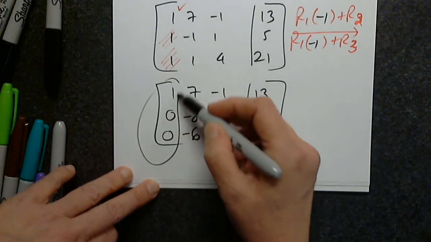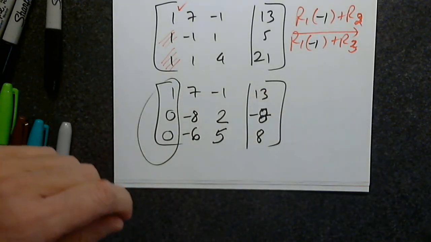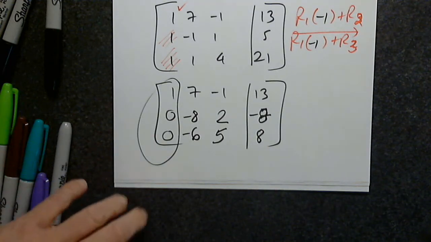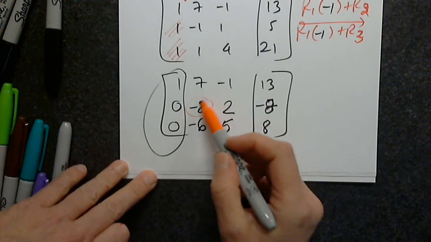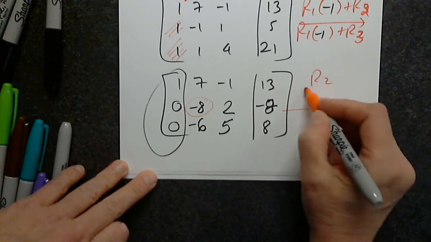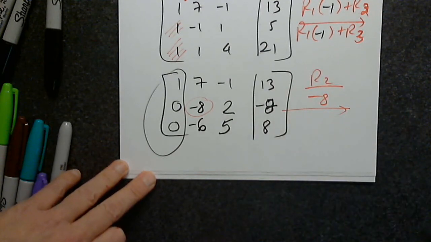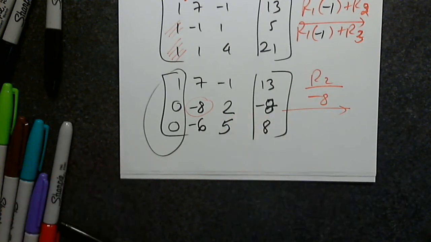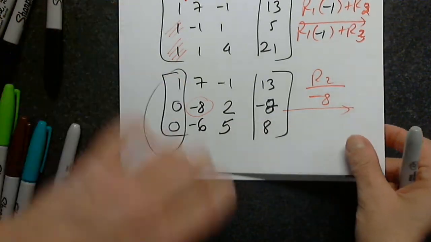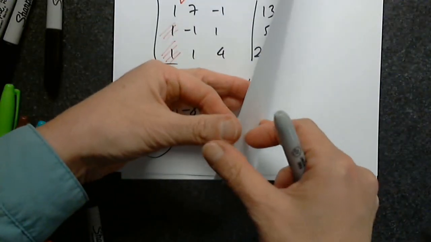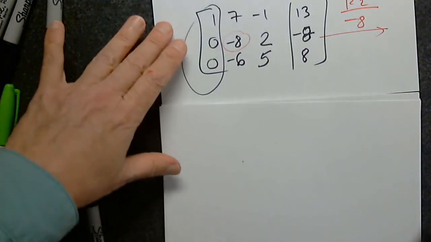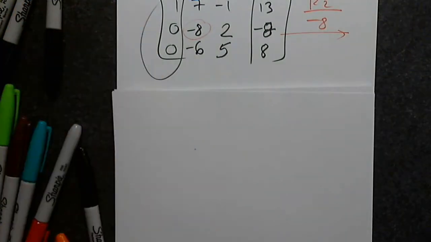Okay, so this is done. Although it's a little bit inconvenient, it's okay. I will divide the second row by negative 8. Yeah, I will have a fraction here, but it's not such a big deal. Just 1. So we'll multiply everything by negative 1 over 8, or we divide everything in row 2 by negative 8. Any questions so far?